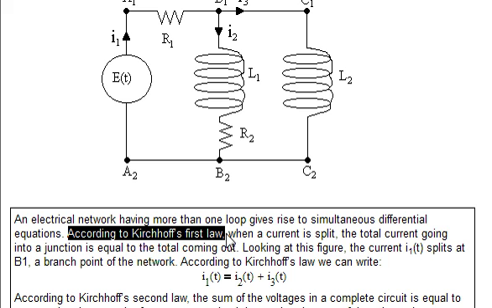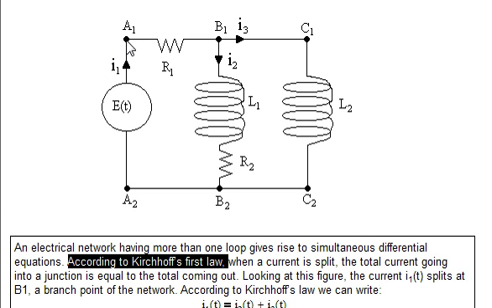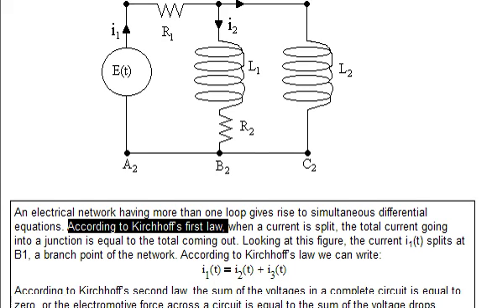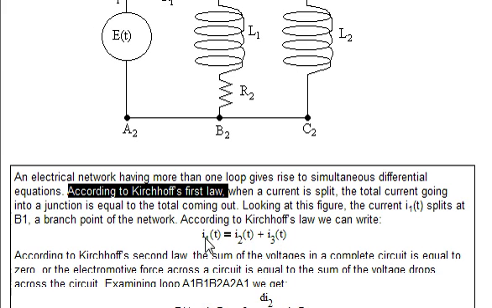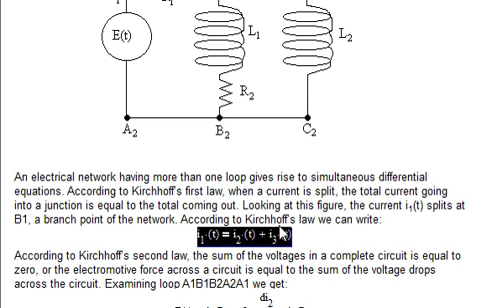According to Kirchhoff's first law, when a current is split, the total going into a junction is equal to the total coming out. So in other words, if I1 goes in, then I2 plus I3 is what's going out. And so we can write this, right, and know that we're telling the truth.